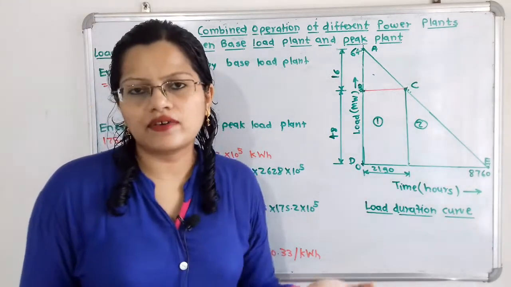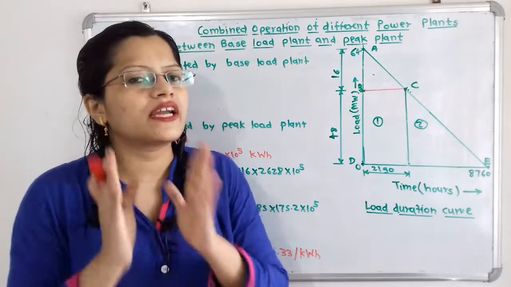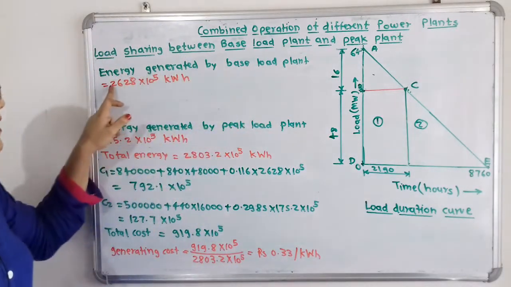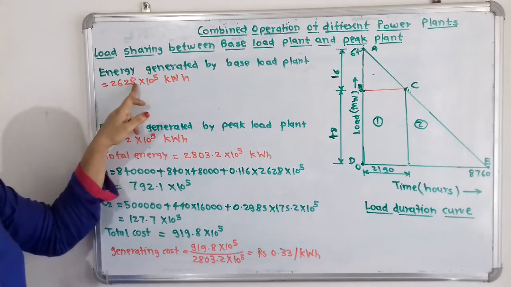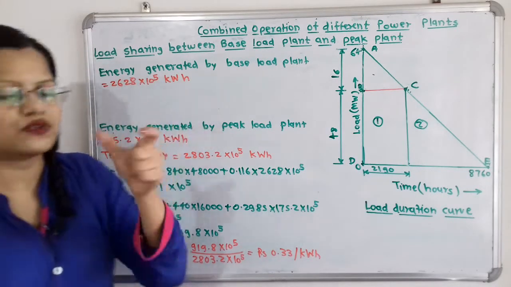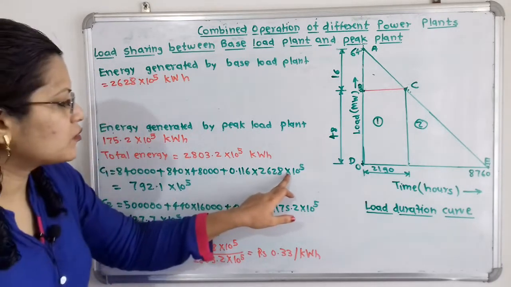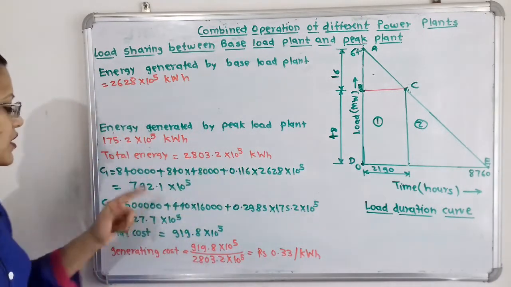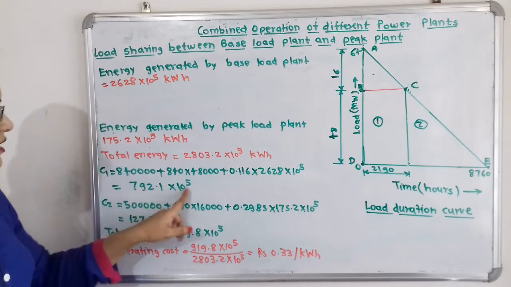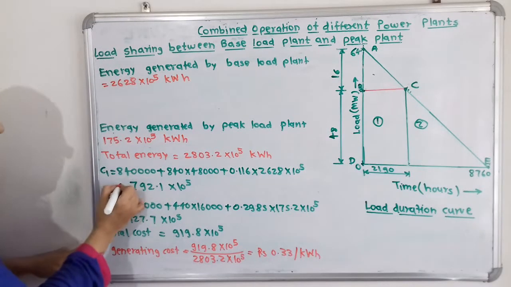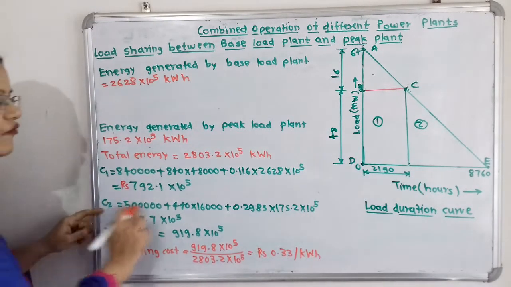0.116 per kilowatt hour. So kilowatt hour is nothing but the energy generated. So if we observe for the base load plant, energy generated is 2628 into 10 raised to 5 kilowatt hour. So same unit that we have to use. So 2628 into 10 raised to 5. So when we solve this, we will get 792.1 into 10 raised to 5. So this is the cost. So unit is rupees.